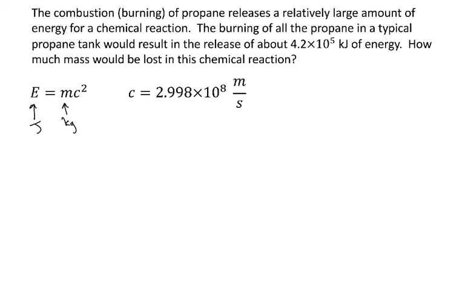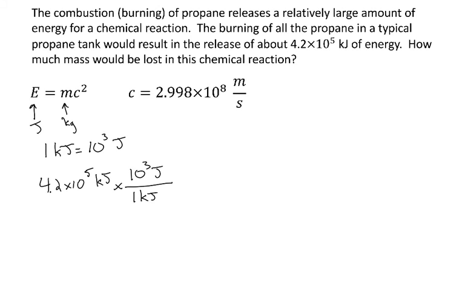So I can't just plug this into the equation for E, I've got to convert the kilojoules into joules. If you remember, the conversion factor is 1 kilojoule is 10 to the 3rd joules. So I'll take my 4.2 times 10 to the 5th kilojoules, then 1 kilojoule, 10 to the 3rd joules on top, so my units cancel, and this comes out to be 4.2 times 10 to the 8th joules. Now this is what I can plug in to E.